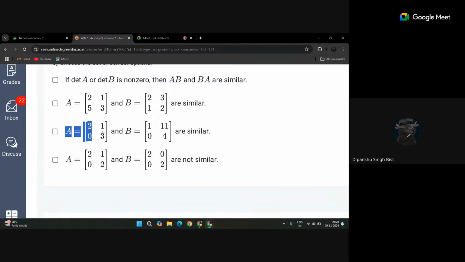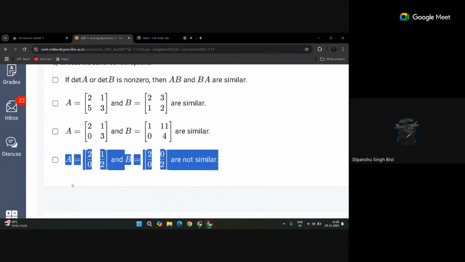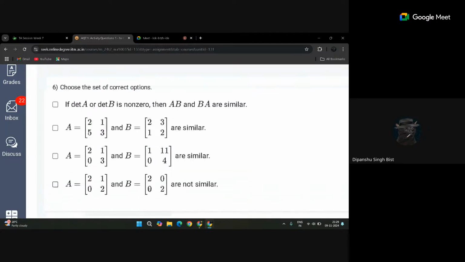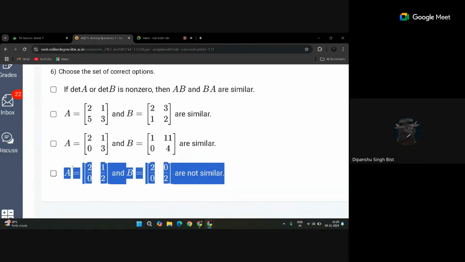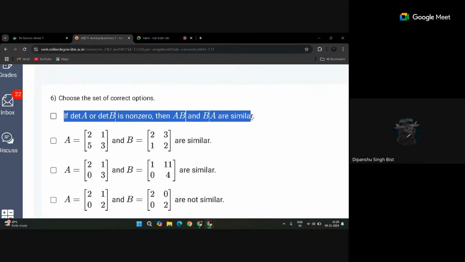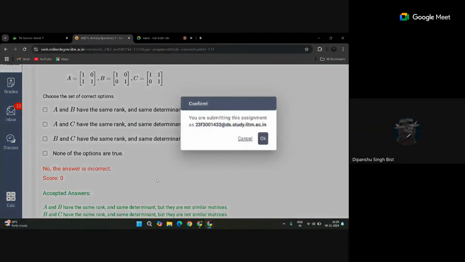What about this one? Option C. Determinant is not the same. And what about this one? Similar. I think it's not similar. So see, determinant is 4, determinant is 4 and they are equivalent with each other as well, correct? So this is similar. The question was the set of correct options. So this is incorrect, this is incorrect.